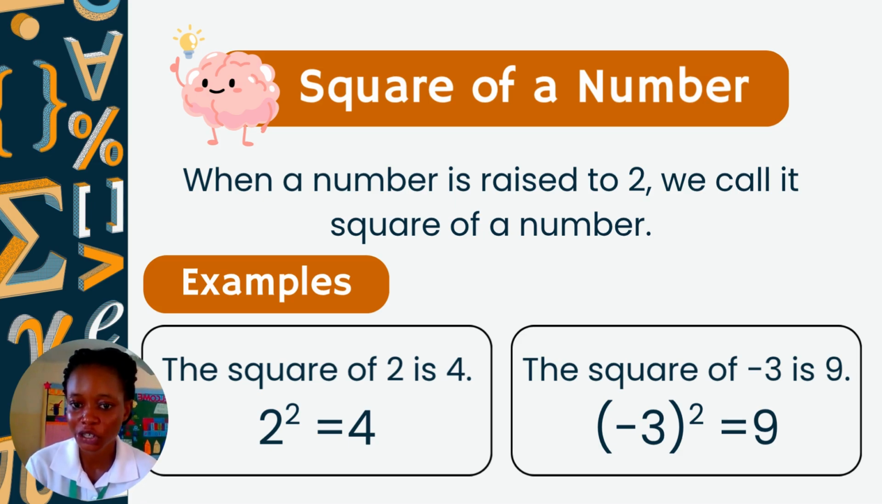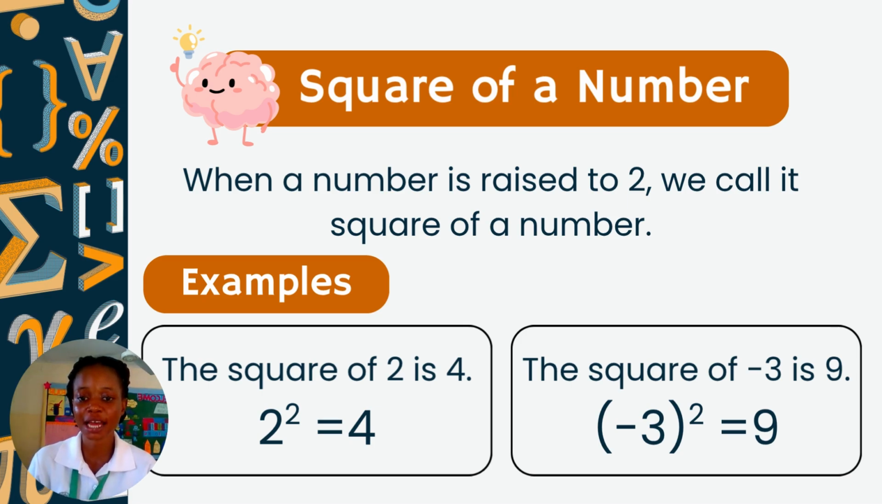So when we talk about the square of a number, what do we mean? When a number is raised to 2, we call it the square of a number. So when we say square, we're referring to a number that is raised to 2. For example, the square of 2 is 4. So 2 times 2 will give us 4. So when you are raising a number to the power of 2, it means that the number is multiplying itself twice. So when you raise 2 to the power of 2, that is 2 times 2, which gives us 4.